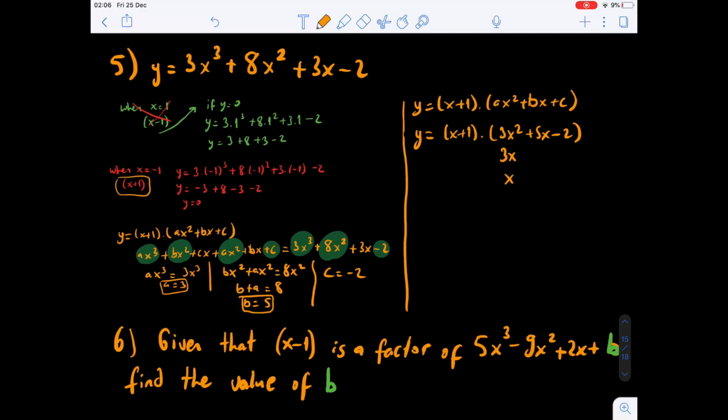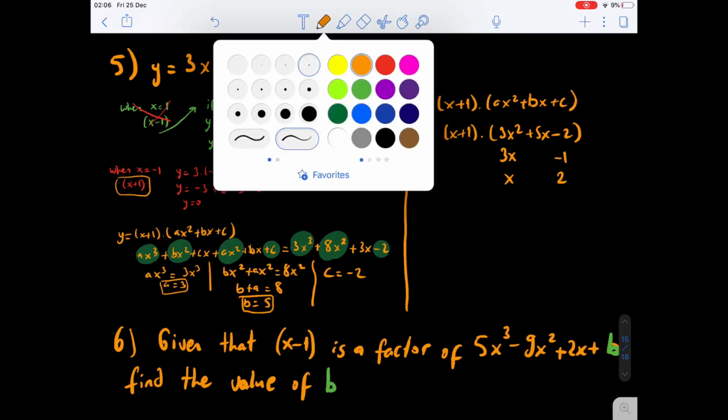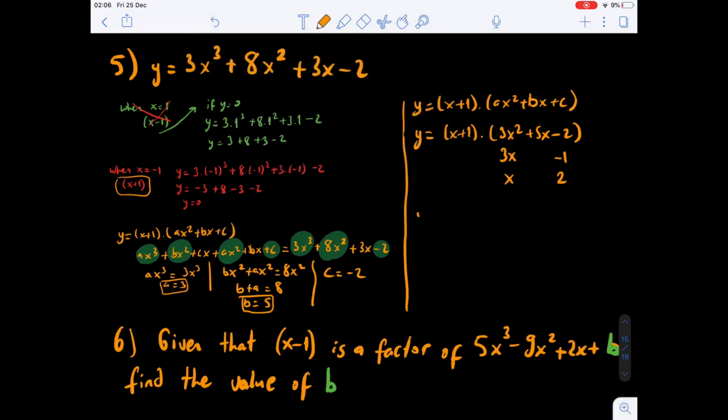3x times x here, and the constants are going to be 2 and minus 1. Yes, 3x times 2 is 6x, and minus x is 5x. So we found and fully factorized it: y equals x plus 1 times 3x minus 1 times x plus 2 will be the answer. Okay, let's look at the next example.